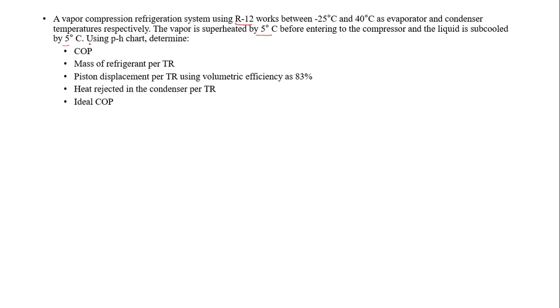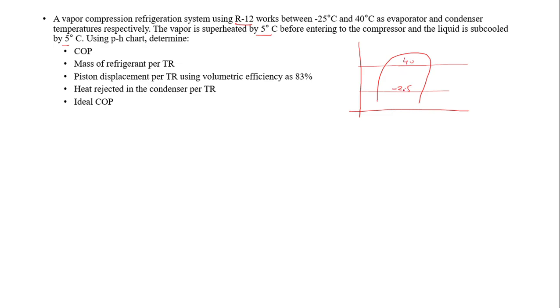Use the pH chart, and we are supposed to find out the mass of refrigerant per TR, piston displacement per TR, heat rejected, and the COP. Fine. I'll draw the pH diagram over here for understanding. So let's say, we are drawing the temperature lines first. Draw the temperature lines. This is -25 and this is, let's say, 40 degrees.